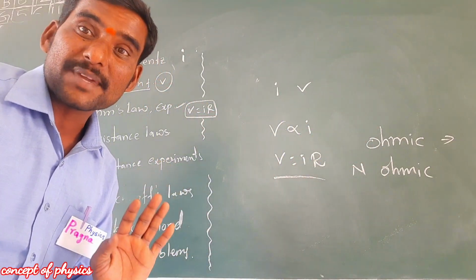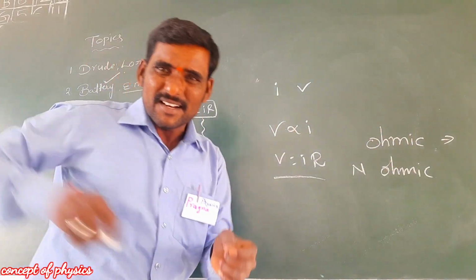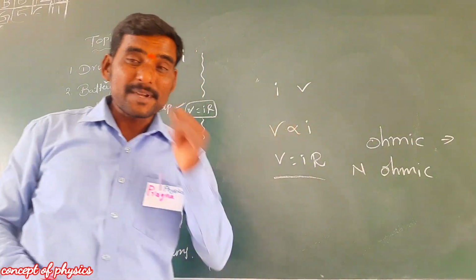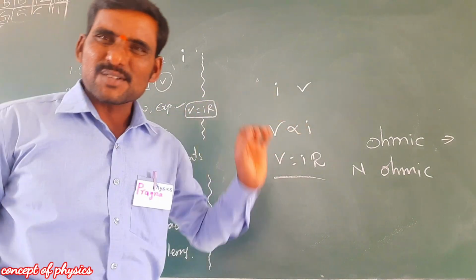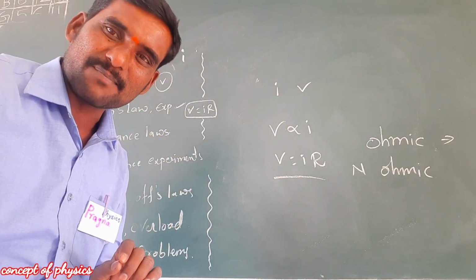These are non-ohmic conductors. Ohmic conductors are also called linear conductors. Non-ohmic conductors are called non-linear conductors. So this is also asked in the exam for 2 marks, very important.